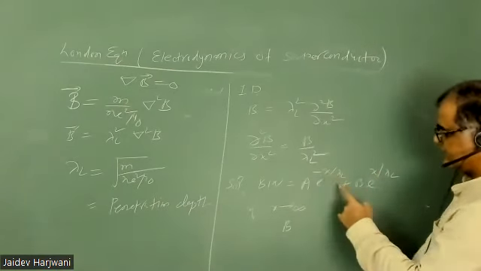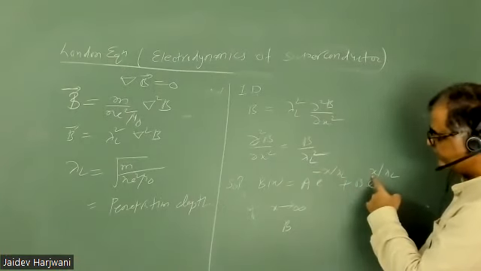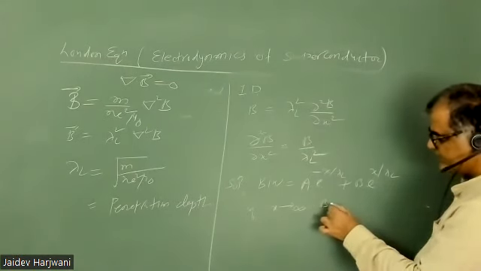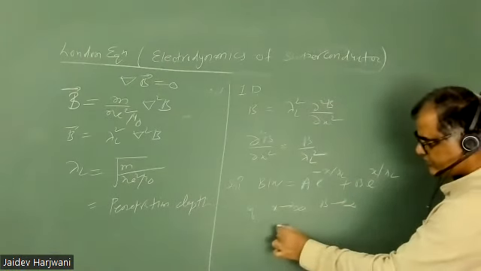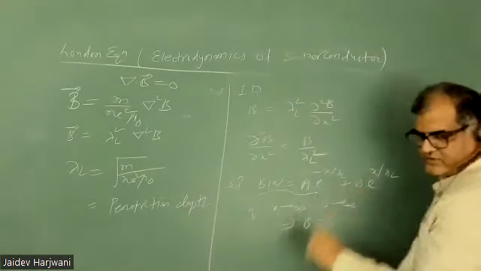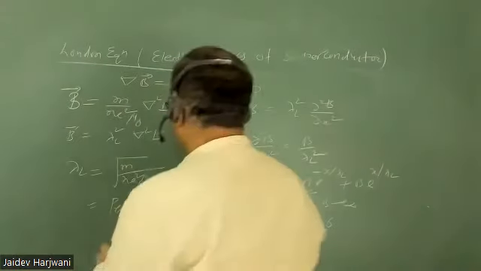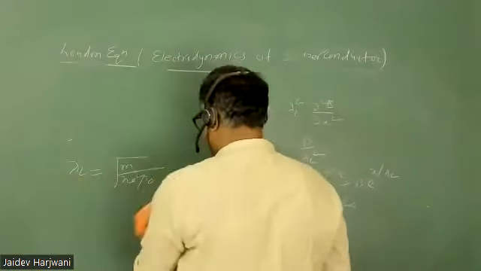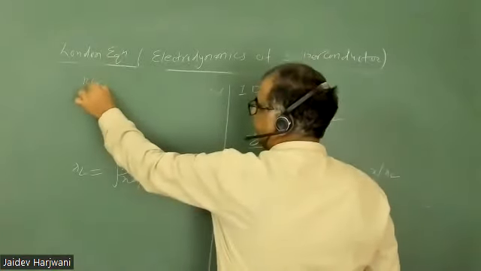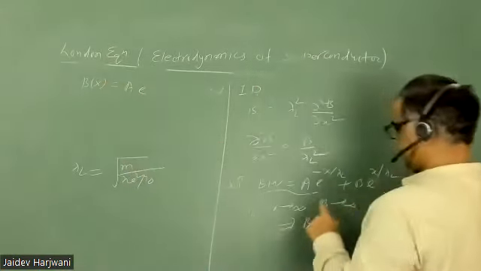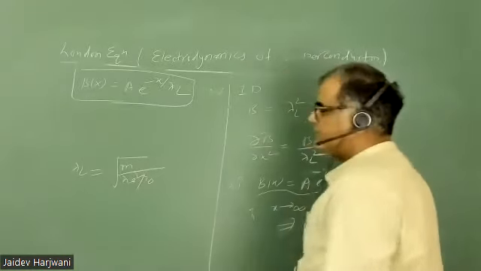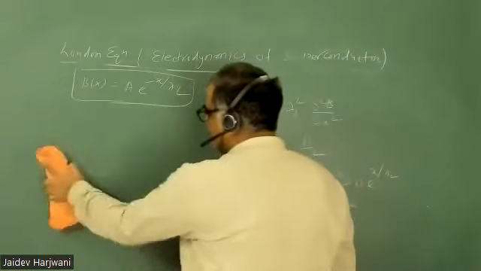If I put x equal to infinite, this term will become 0, and this will give you b infinite, which cannot happen. So this implies b should be 0. The solution should be like this only, exponential decay. So B will be a e^(-x/λ) type of solution. Now here you can define the penetration depth λL.